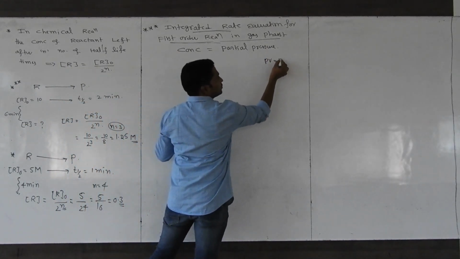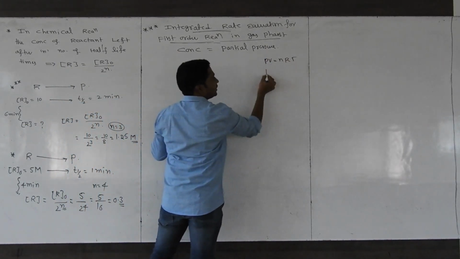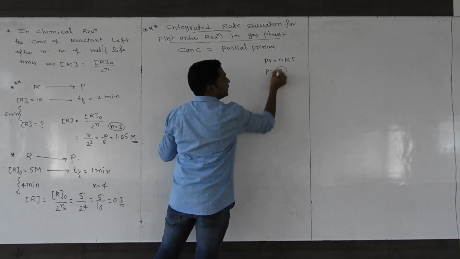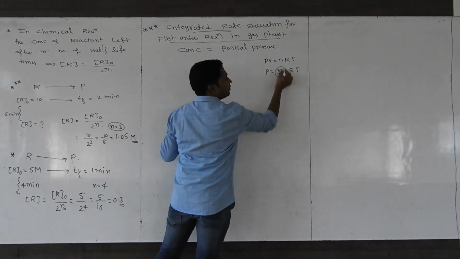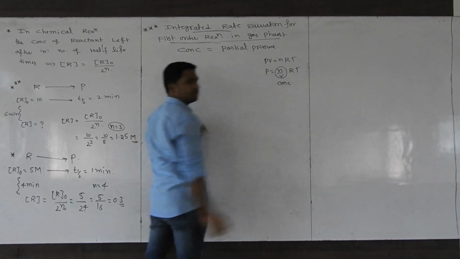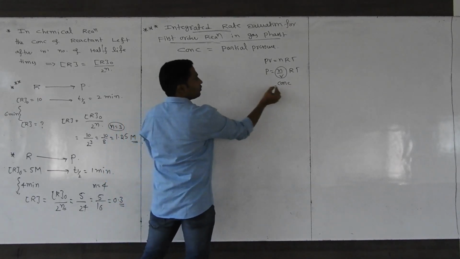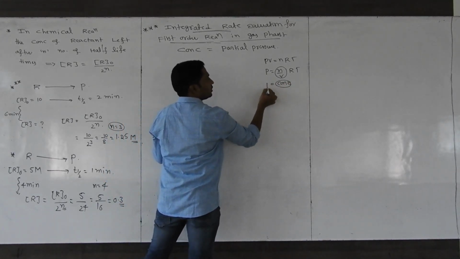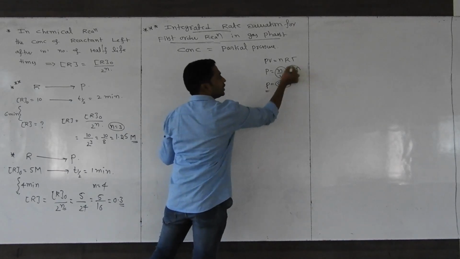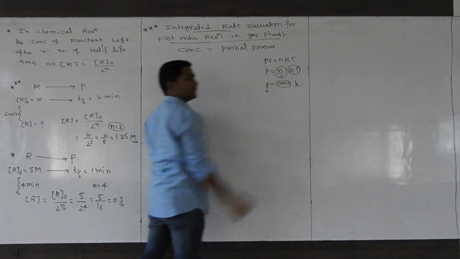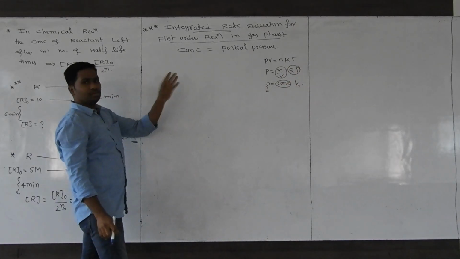Already covered in first year, PV is equal to nRT. P is equal to n by V into RT. n by V only we call concentration. Instead of concentration, we will write which one? Pressure, because RT will remain constant. We already know this concept.